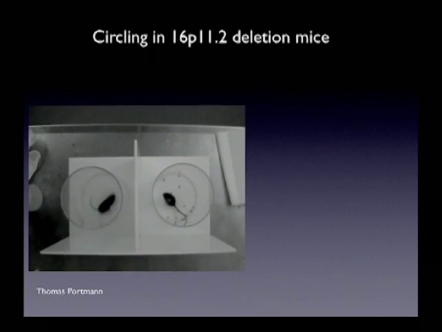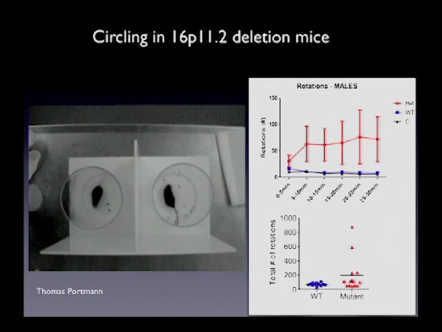So you can see that this mouse is profoundly hyperactive. And in fact, you can measure this kind of stuff. You can look at it. This is the number of rotations as a function of time. And you can see that the mice that have this mutation rotate far more than the controls, right?